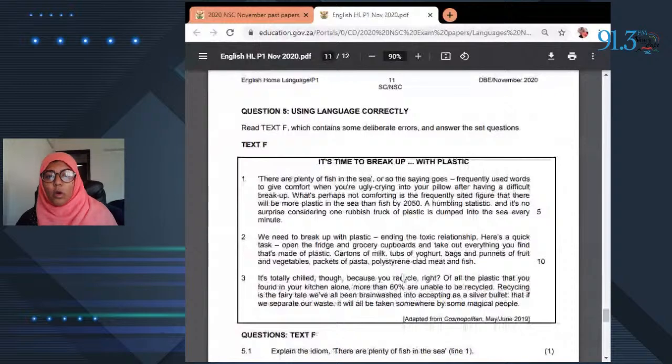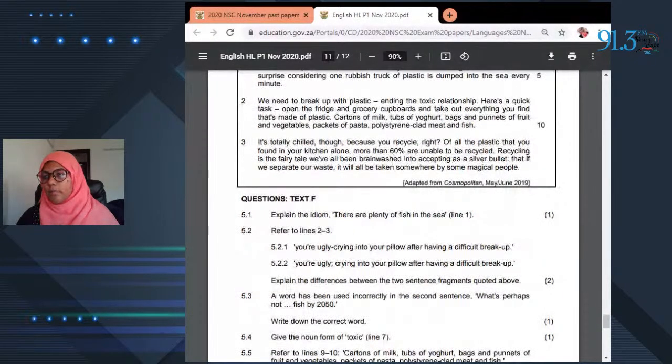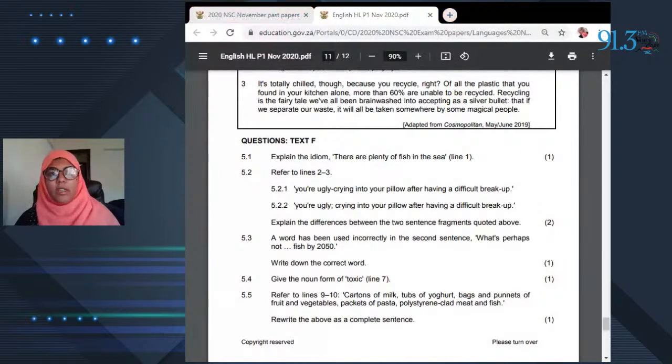And then the last part of this paper is just as I explained in the Afrikaans paper as well. Also, one more thing that I wanted to mention is in language usage, which is the last section of this exam paper. They speak about how it is time to break up with plastic. Then when we speak about idioms, it's also idiomatic expressions that we do get in Afrikaans. So this can be a bit tricky. This is where you go over what is called language usage, and in Afrikaans we call it taalgebruik.